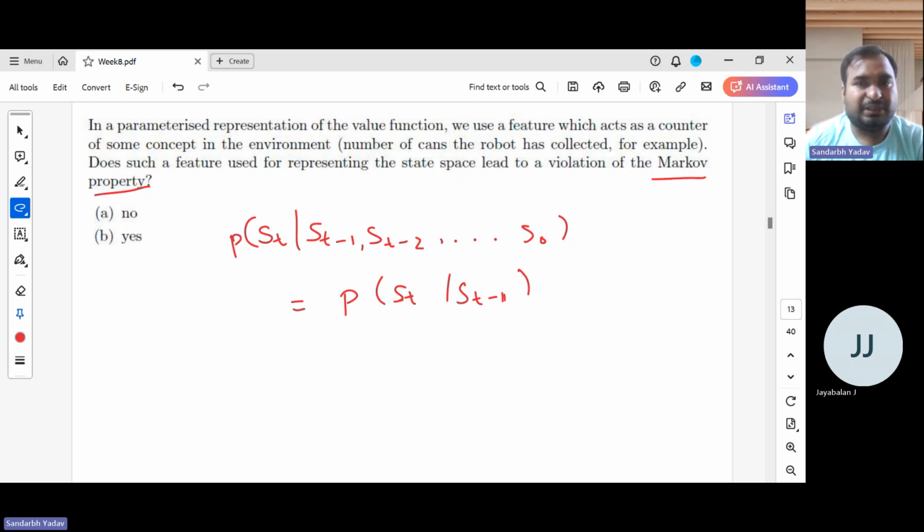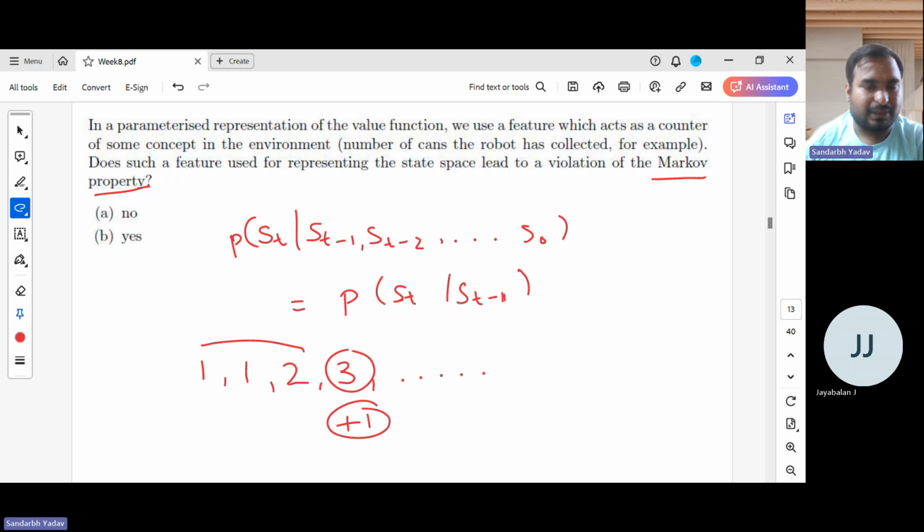Now we are using a feature which is the number of cans. Suppose initially the robot has one can. It might happen that at some time step it won't get an extra can, but at the next step it can get an extra can, and in this way. So we basically don't need history here. We can get the next state based on the previous state itself. Suppose it had two cans here. If it got a can, then we can simply increment it by plus 1. So we don't need to rely on history.